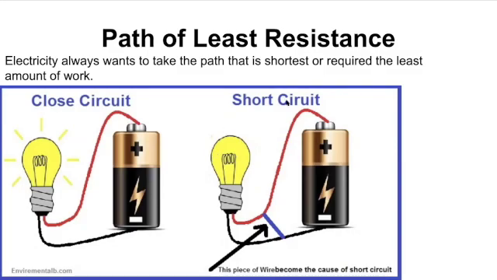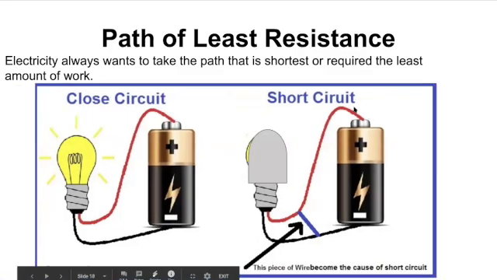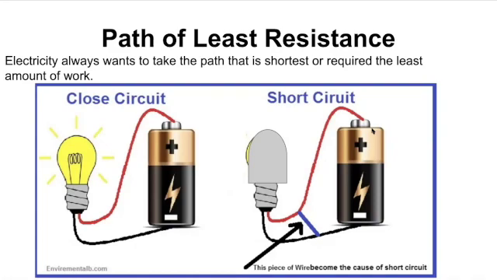Here we have a short circuit. The short circuit means that we've put a path in before the light bulb and after the light bulb. So if electricity wants to take the shortest path, that means it no longer has to travel through the light bulb. It can now just travel through this little bridge and go back to the battery. That means that our light bulb will not be lit.